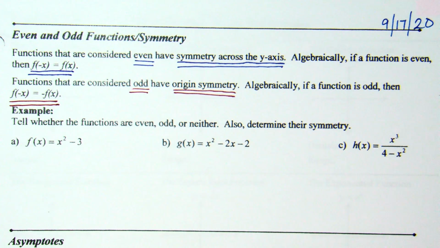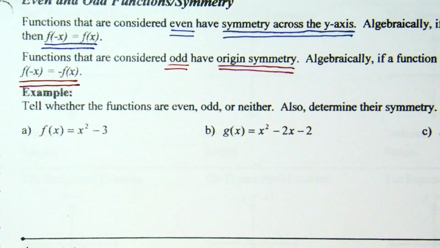So, the examples we're looking at: tell whether the functions are even, odd, or neither. Also determine their symmetry. Well, once you know whether it's even or odd, you'll know the symmetry. So look at example A. Now, we could graph this, but I'm not going to right now. Honestly, some of you already know what this graph looks like without graphing it. That is very possible.